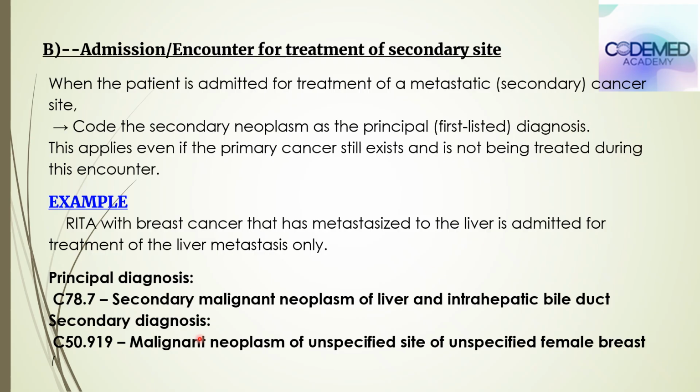So let us take one example. Rita with a breast cancer that has metastasized to the liver is admitted for the treatment of the liver metastasis only. So in this case, what will be the principal diagnosis? The principal diagnosis is her secondary malignant neoplasm. It doesn't matter whether she has the primary still there. Like in this example, the primary malignancy is still there, but right now the treatment is directed at the secondary. So this is the way we will write it.